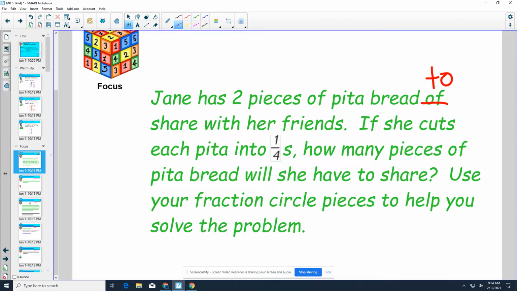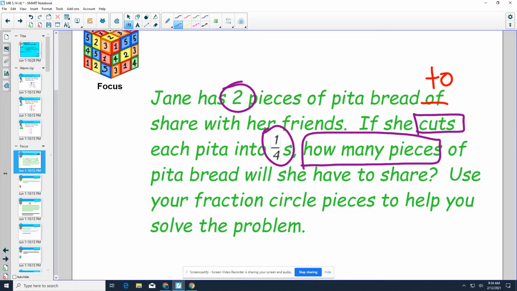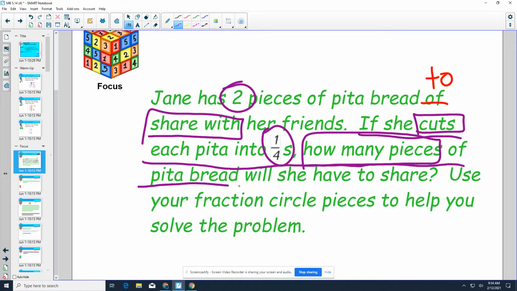I'm not going to use fraction circle pieces, but I'm going to use a fraction bar to show you here. But first, I see 2 pieces of pita bread. I see it can be split into fourths. Okay, I see she cuts, so I know she's dividing it up. How many pieces? I also see share with. Those are all division words, right? And when I look at my question there, it says, if she cuts it into fourths, how many pieces of pita bread will she have to share?